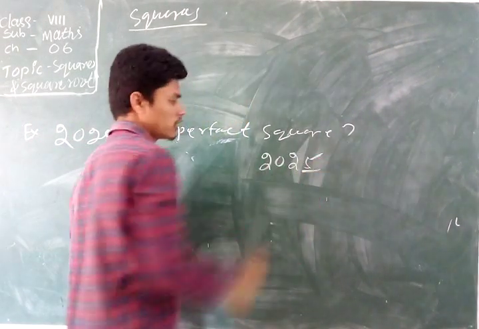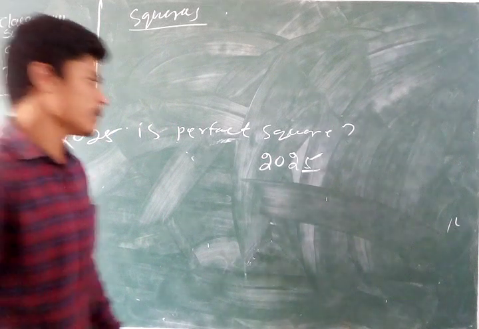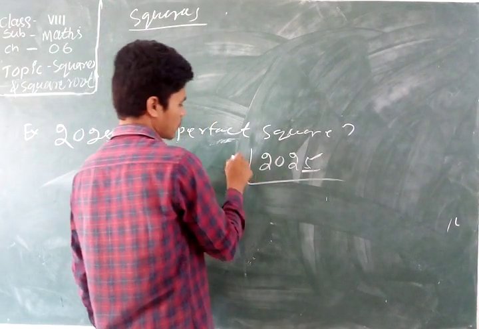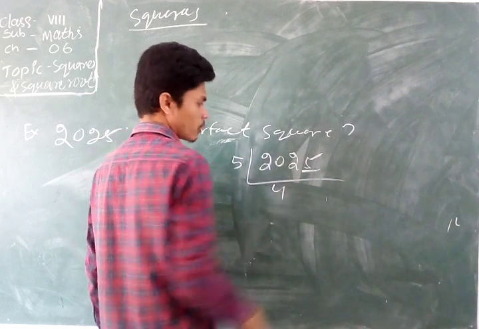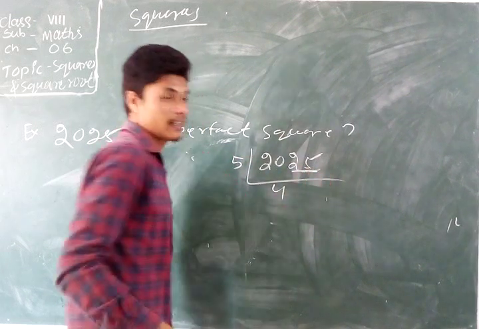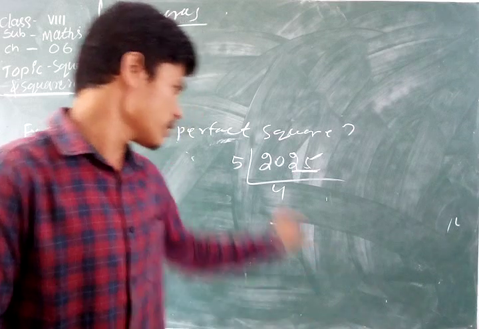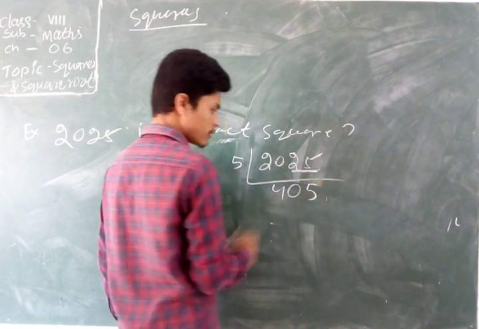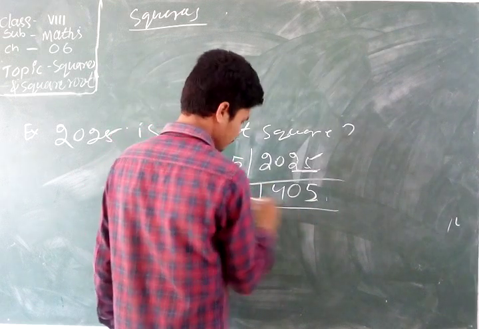The unit digit is 5. We know the divisibility rule of 5: if a number has unit digit 0 or 5, the number is divisible by 5. So the number is divisible by 5. 5 4s are 20. Bring down two numbers at a time, then put 0 in the quotient. Here 4 is the quotient and 2. 5 5s are 25. Again the number is divisible by 5.